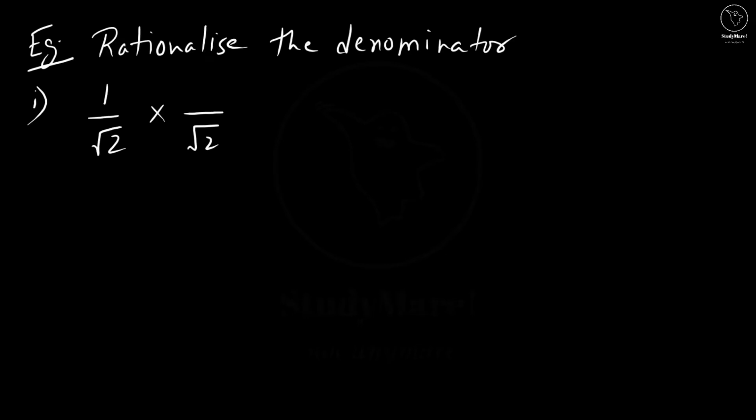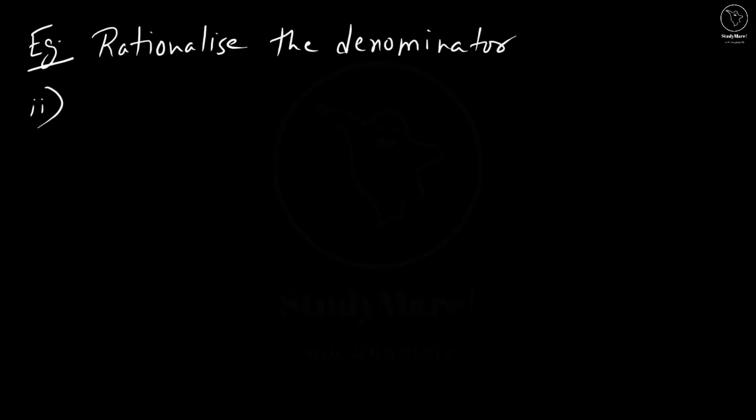Let's rationalize the denominator of the given expressions. Our first example is 1 by root 2. Looking at the expression and following the rules learned so far about rationalizing the denominator, we can easily see that the rationalization factor here is root 2. So we multiply the denominator as well as numerator by root 2 respectively, which further simplifies to root 2 by 2. We can clearly see that the denominator is free from any roots or radicals, thus the denominator is rationalized.